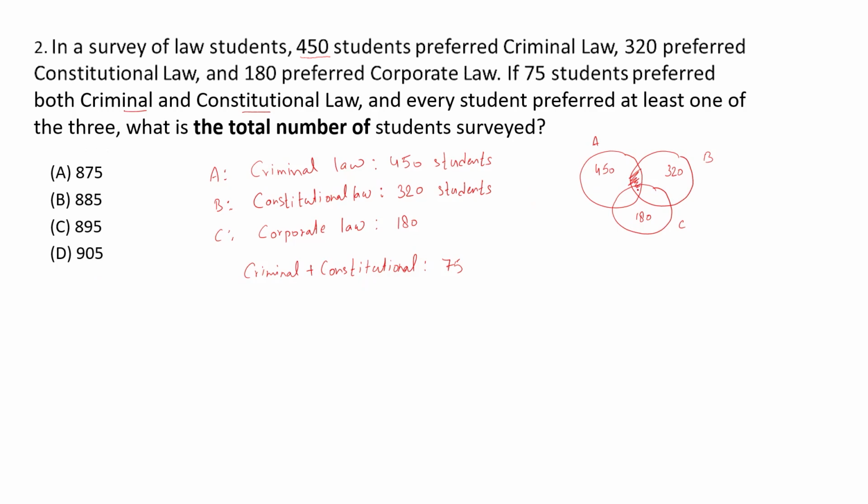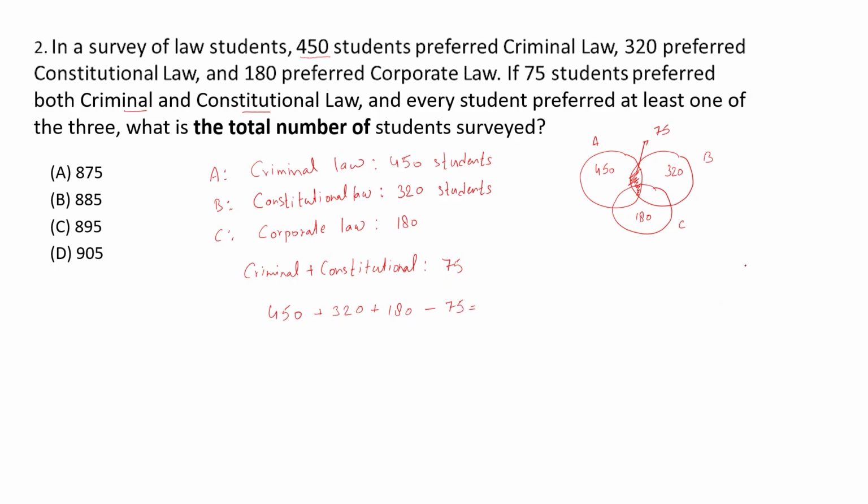This part is 75. Now you have to count all, but only once. This you have to keep in mind. You have to count everything, but only once. So 450 students for criminal law, 320 for constitutional law, and 180 for corporate law. But here, these 75 are interested in both. So this you have to subtract. And this will give you your final answer.